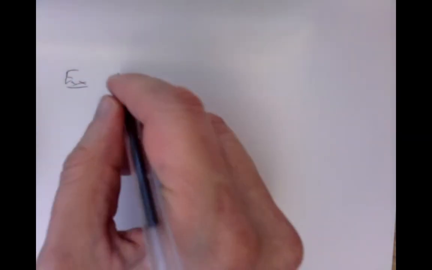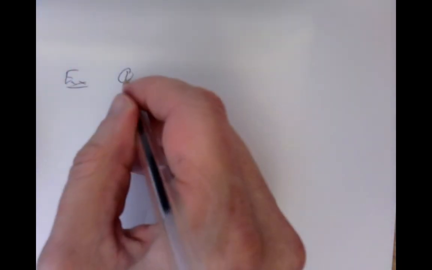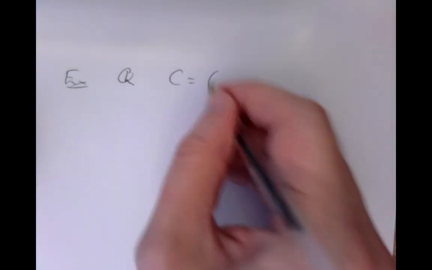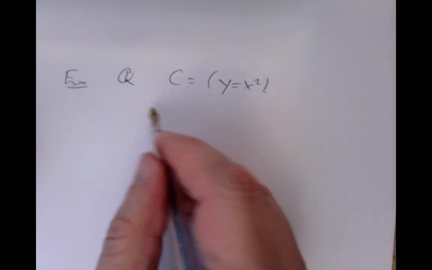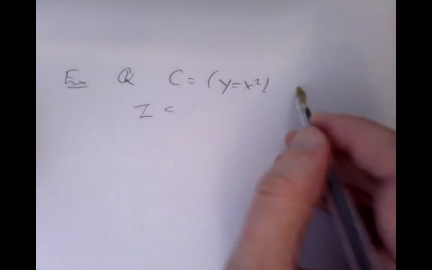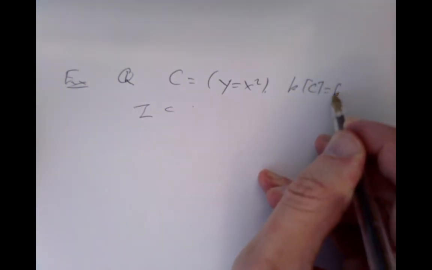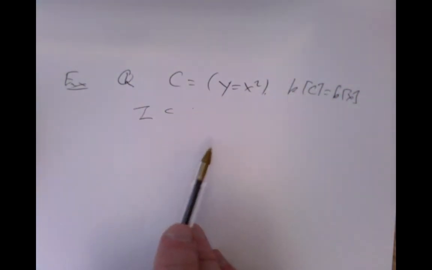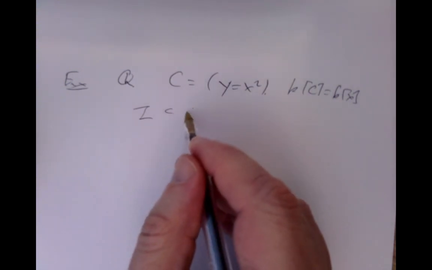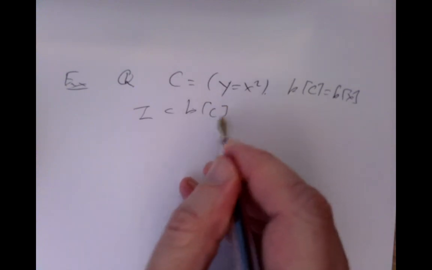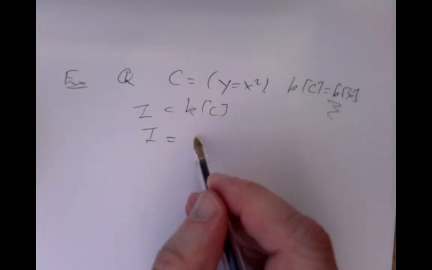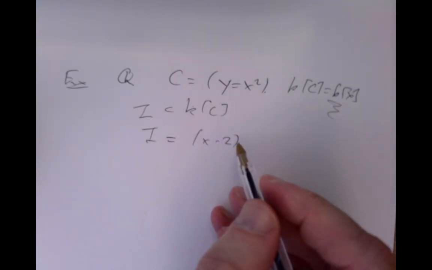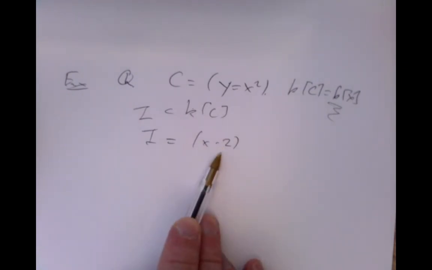As a more sophisticated example, we could look at the rational numbers. So let's work over Q. And we'll take the plane algebraic curve, which is just the parabola y equals x squared. Remember that its regular functions are just the functions of x, because you can set y to be x squared. So inside the regular functions, you have the ideal generated by x minus 2, by setting x to be 2.